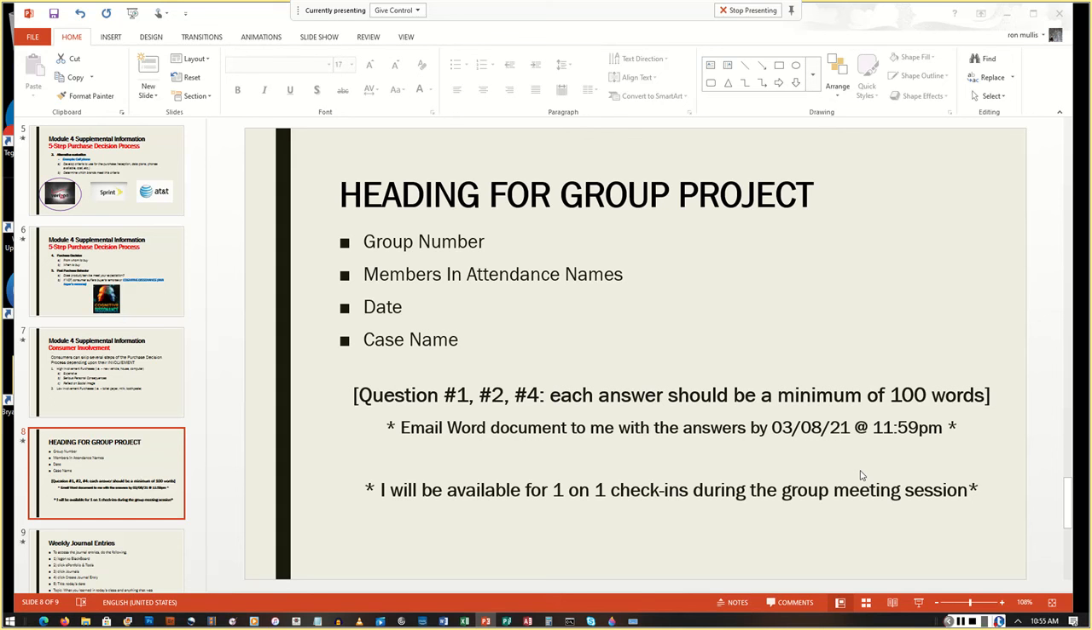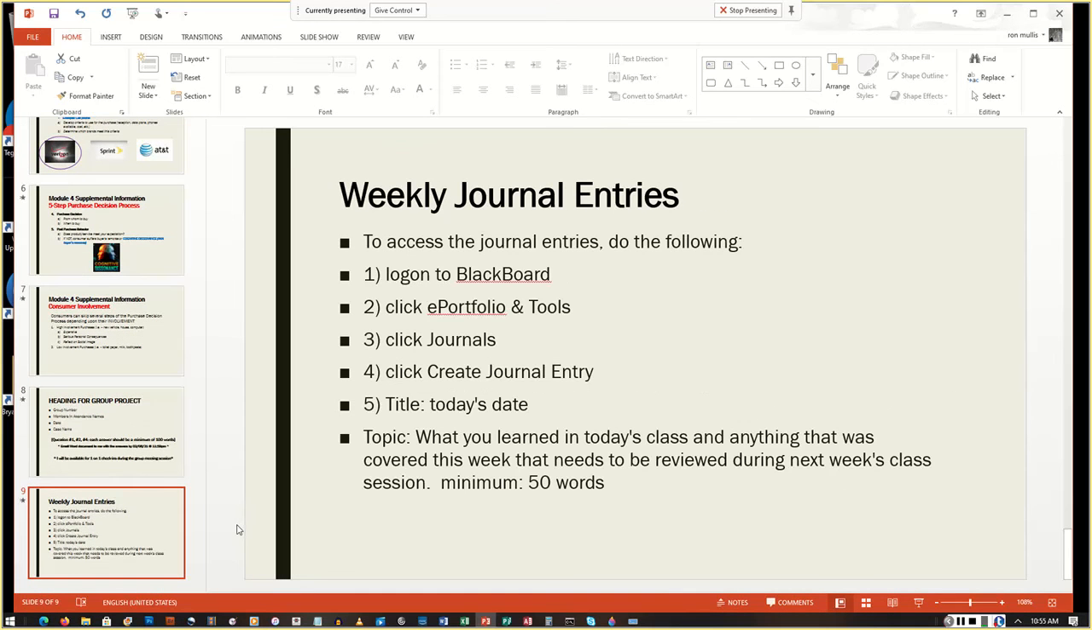In addition, during the group meetings, I'll be available for one-on-one check-ins if you need to discuss anything specific to your grade or any missing assignments. And then finally, as always, make sure you're doing your weekly journal entries. This is how you get to the weekly journal entry. Make sure that you're using the correct journal entry title, which is today's date, and it's a minimum of 50 words discussing what you learned today in the class and if there's anything that I need to review for next week's class.